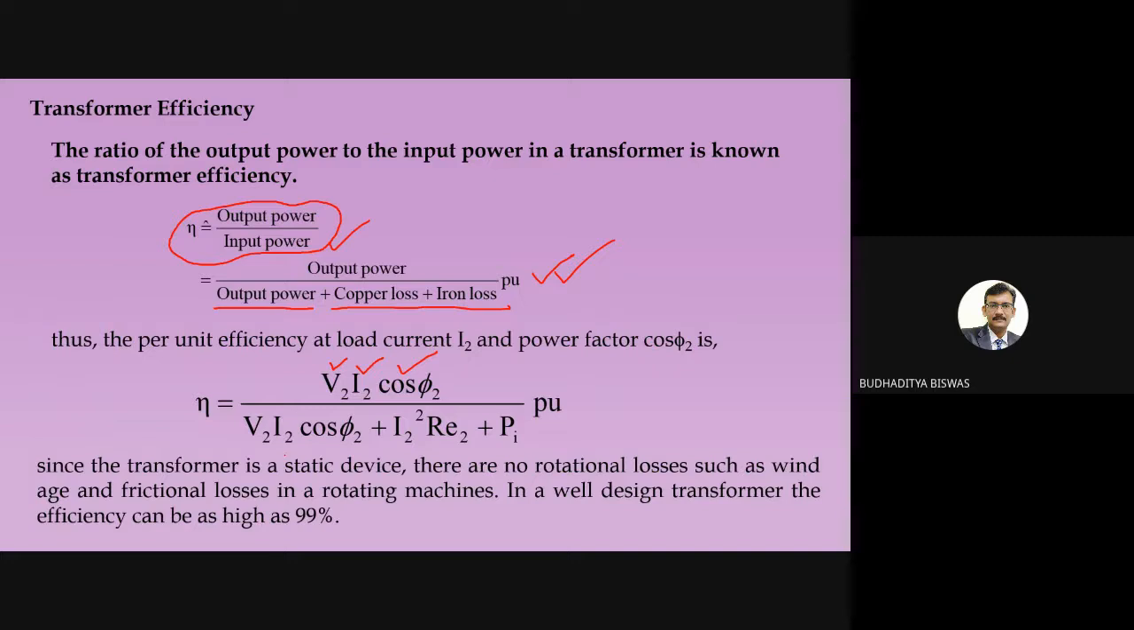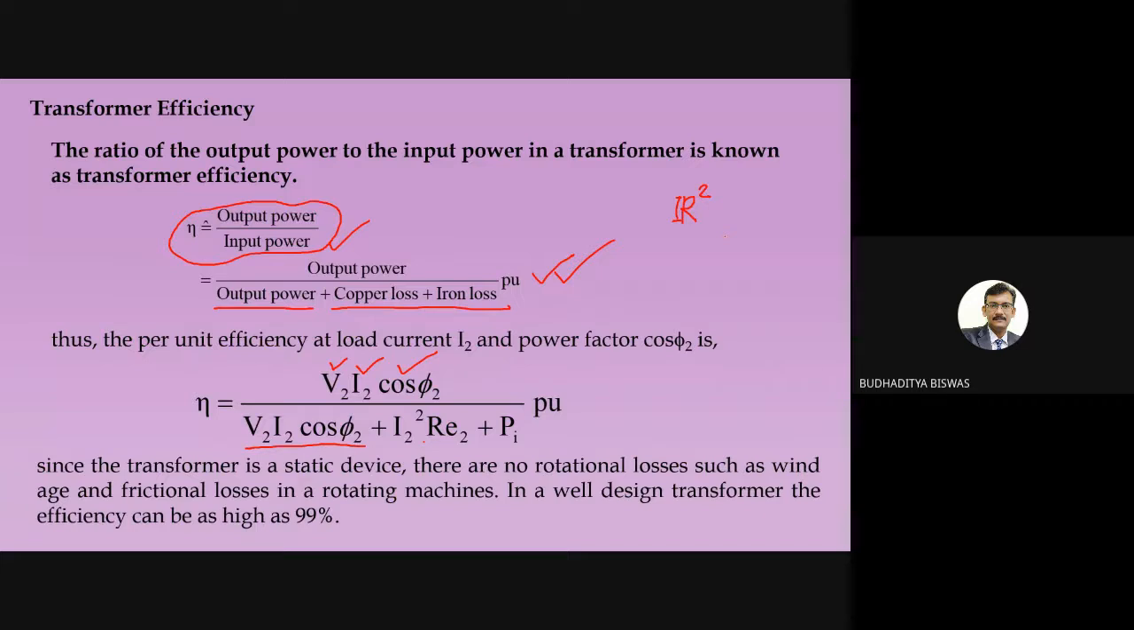Now, how to find the input power? The output power remains unchanged here, V2 I2 cos phi 2. Then the copper loss. How to find the copper loss? Copper loss is nothing but the I squared R loss. Now, how many currents are there in a transformer? First of all, do you remember this? I squared R is the copper loss, because when we supply current through a resistance, heat is produced, and this is the formula for heat generation, I squared R. Due to this prolonged heat, some portion of the surface metal will melt. That's why it is called ohmic loss, or the loss due to resistance.